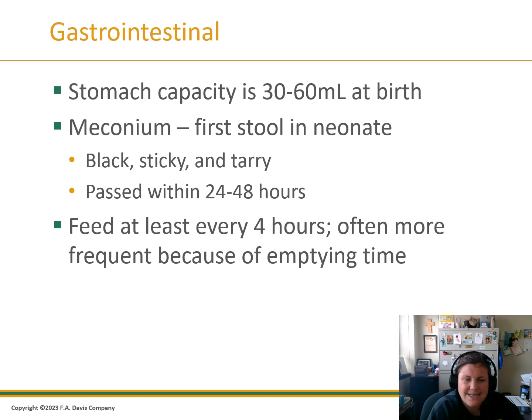Okay, the gastrointestinal system. Biggest thing I want to make you aware of is how tiny the baby's stomach is at infancy or newborn phase. So this is, from your textbook, a capacity of 30 to 60 mils at birth. 30 to 60 is by definition 1 to 2 ounces.